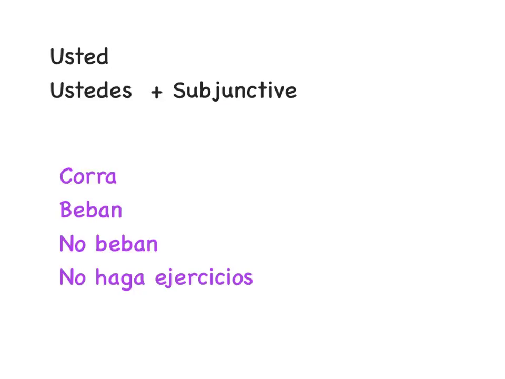Now, how do we conjugate a verb in the formal command? Okay, the only thing we have to do is to conjugate the person usted o ustedes in the subjunctive. For example, correr, corra, beber, beban, no beban, no haga ejercicios.